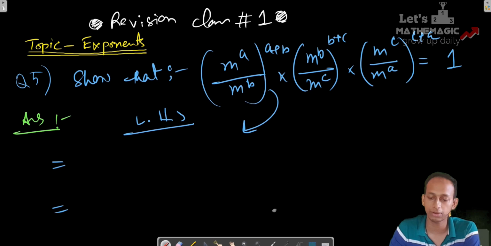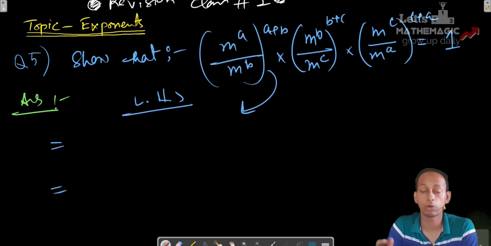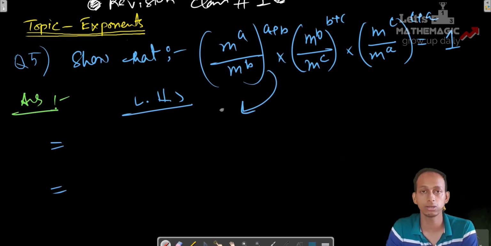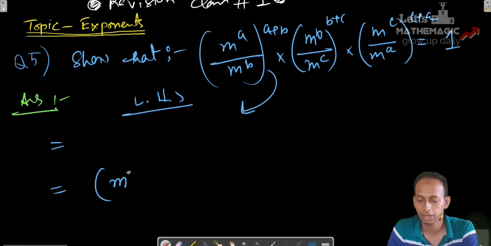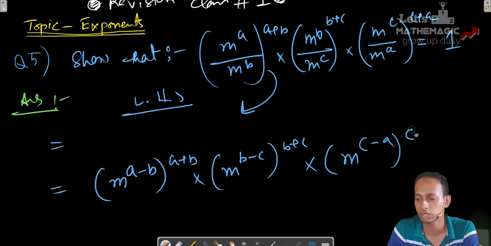So in the first step that we will do, that we have done in the previous sum, that the work of the bracket part. So here we can see there is something in the division, but they are having the same base. So what we do? We subtract the powers. So inside the bracket we will get m to the power a minus b, and outside the bracket a plus b will be unchanged. Next on, there should be m to the power b minus c, and outside of the bracket b plus c. Next on, there should be m to the power c minus a, and outside of the bracket c plus a was there.